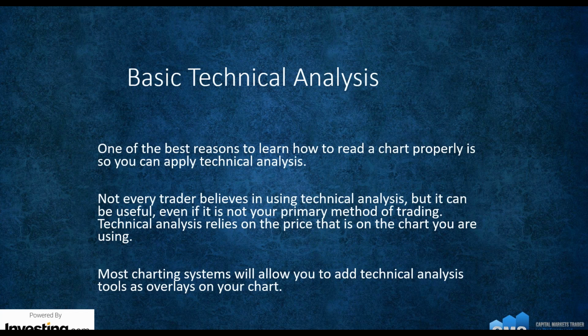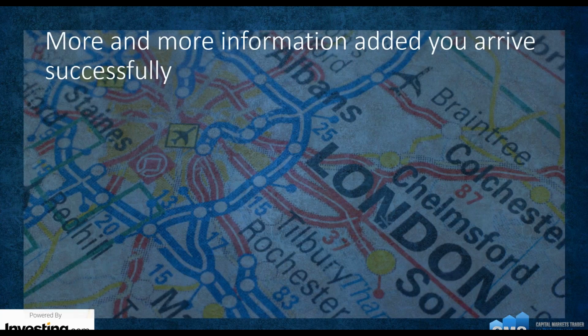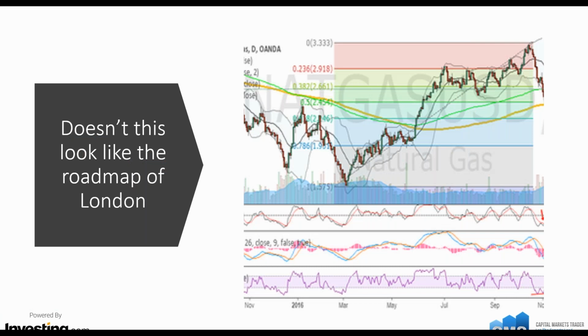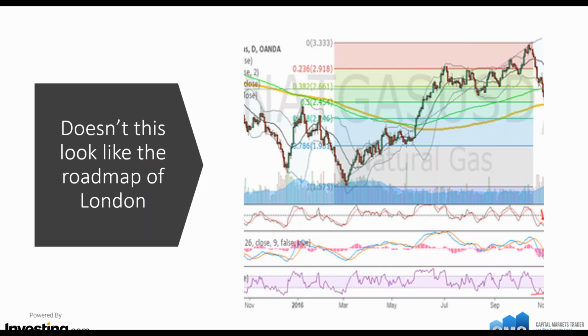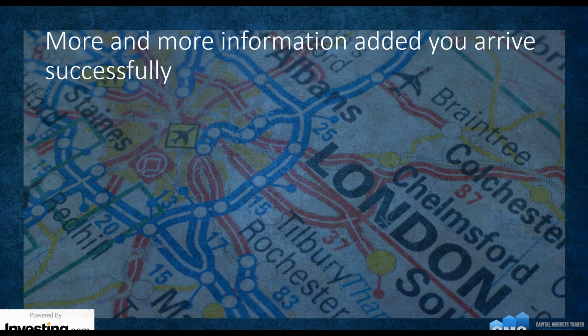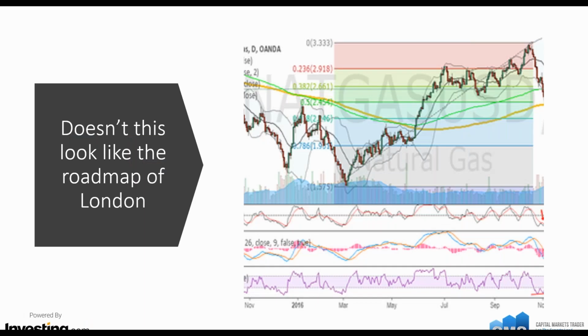One of the best reasons to learn how to read a chart is to properly apply technical analysis. Now, not every trader believes in using technical analysis, but it can be useful even if it's not your primary method of trading. So, doesn't this chart look just like the roadmap of London? Lots of squiggly lines going all over the place that you can't tell what it says or what it's doing. But the more information you have, the better you can read them, the more successful you're likely to be.